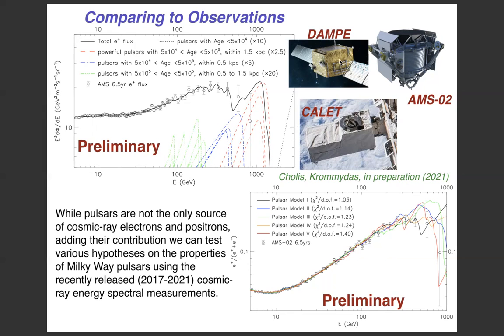And while pulsars are not the only source of cosmic ray electrons and positrons, and we do include the other known ones, by adding the contribution, we can test different hypotheses on the properties of pulsars. Another observation we use is the cosmic ray positron fraction, where this is the cosmic ray positron flux over the positron plus electron flux versus energy.